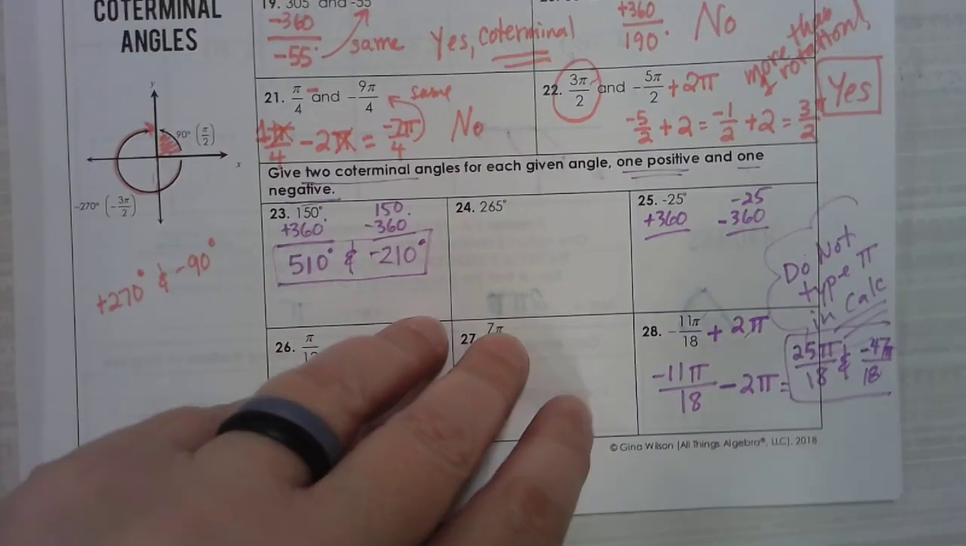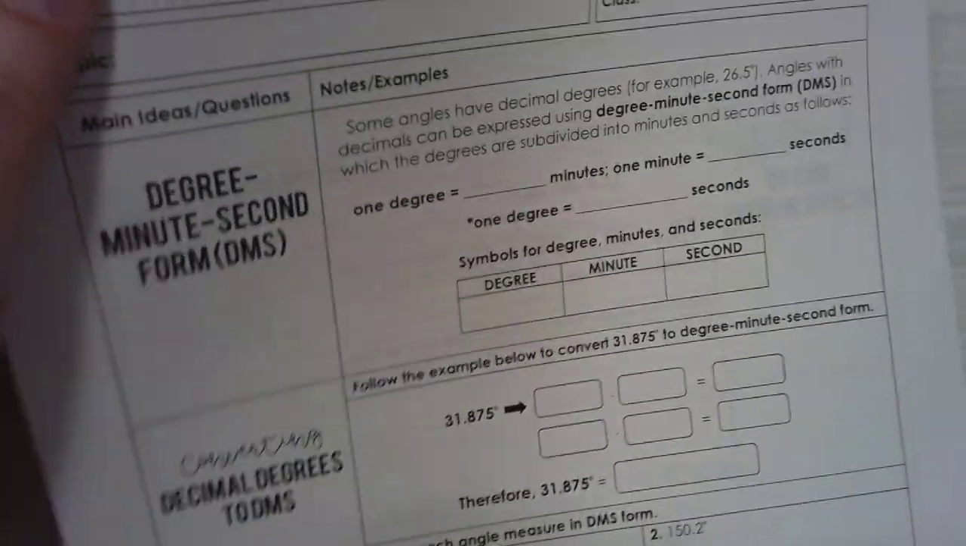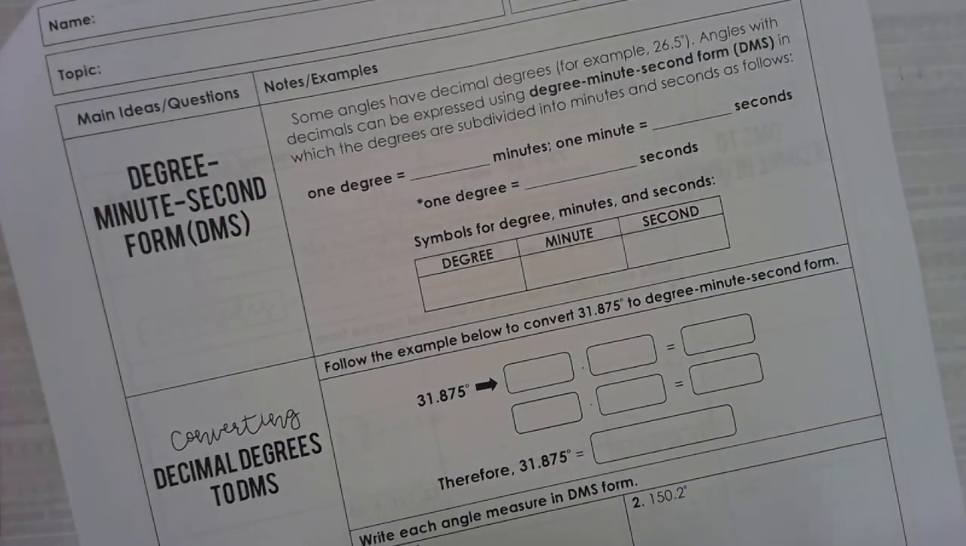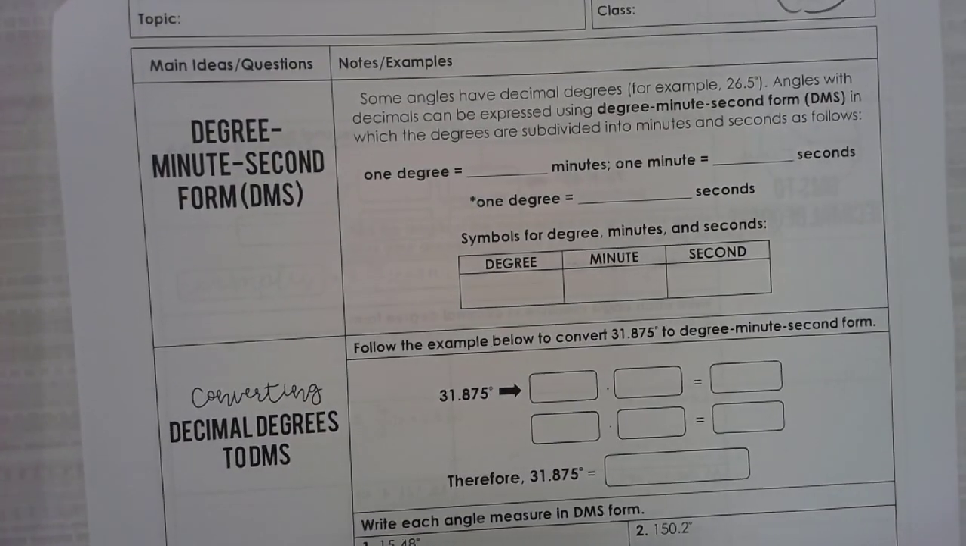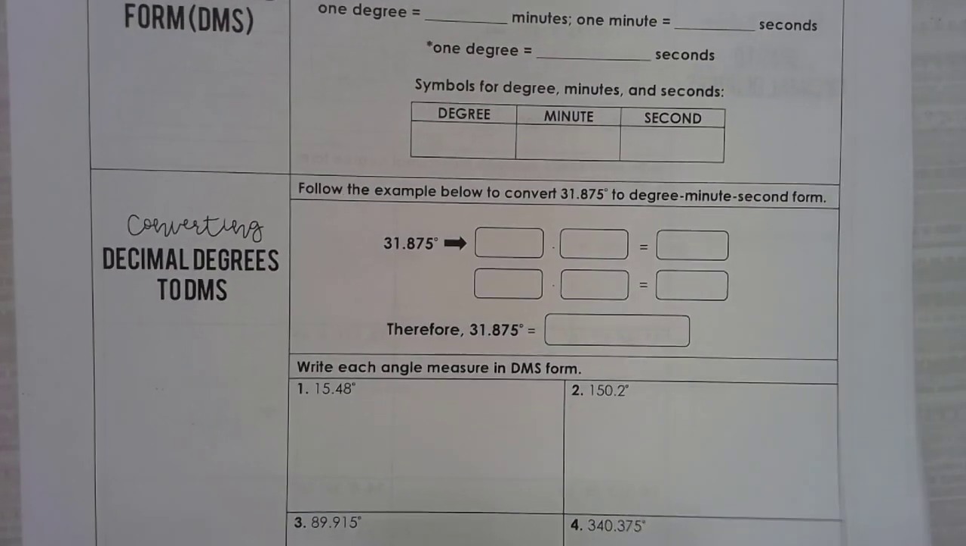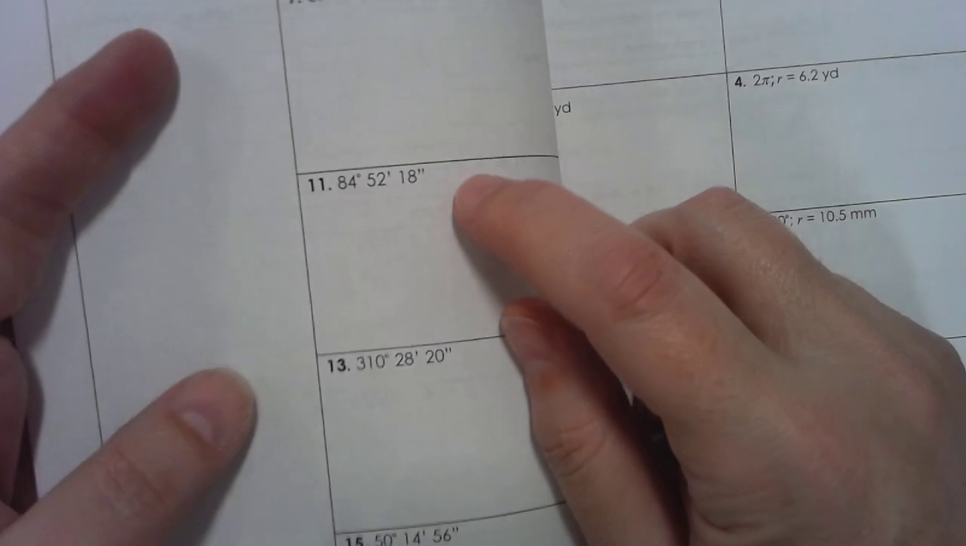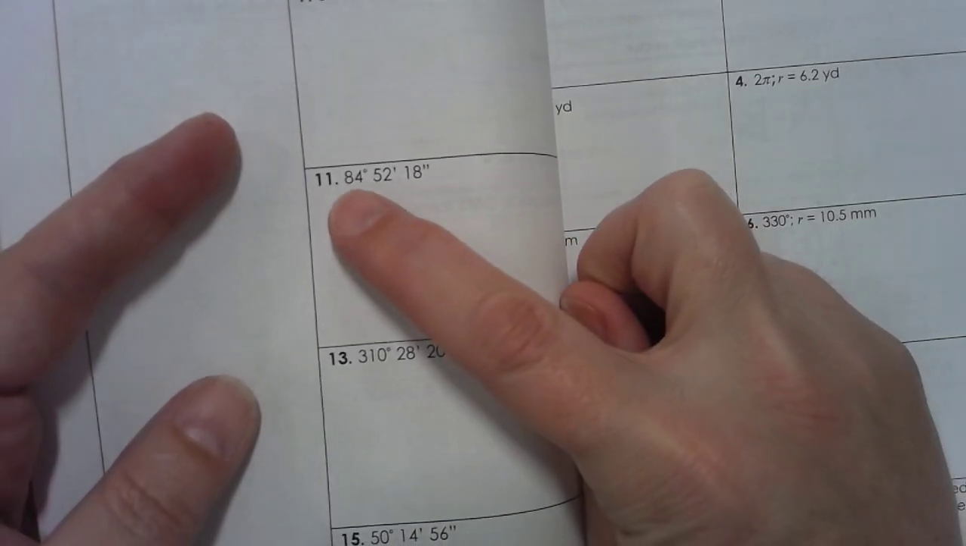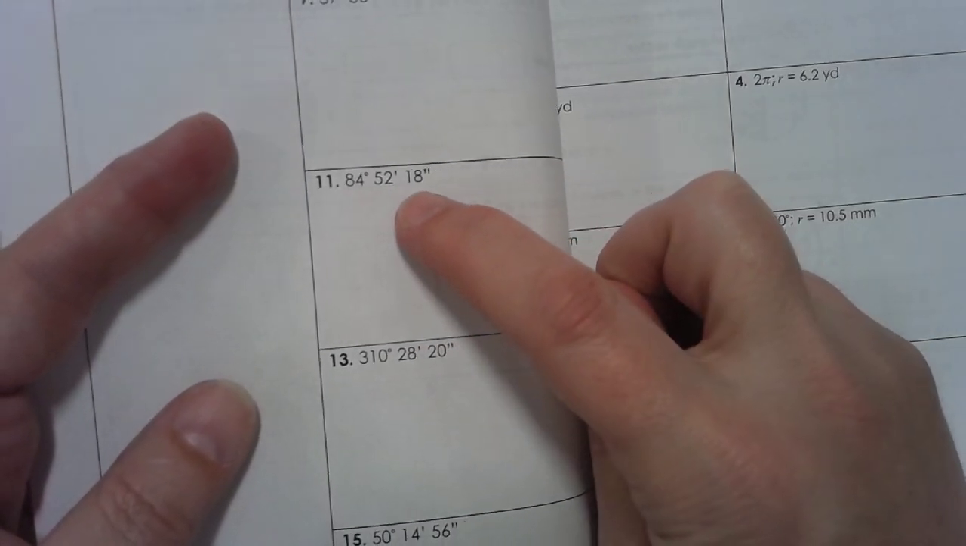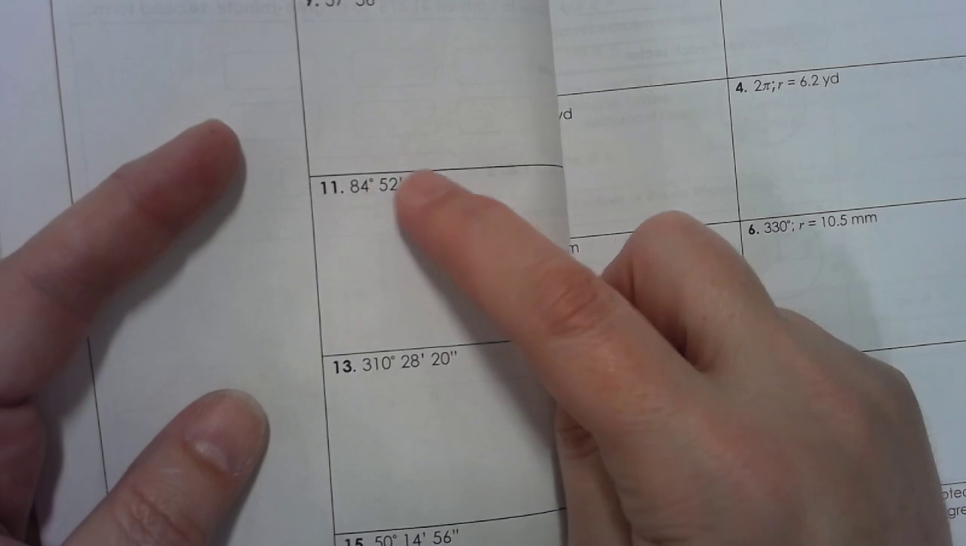Okay, all right, the last thing we are going to do a little bit on is this next page. We're not going to do all of them because there are a billion problems. But this is the other thing that we are going to see when we get into pre-cal. Sometimes our angles will be given in degrees, minutes, and seconds. This is a way to be more specific.